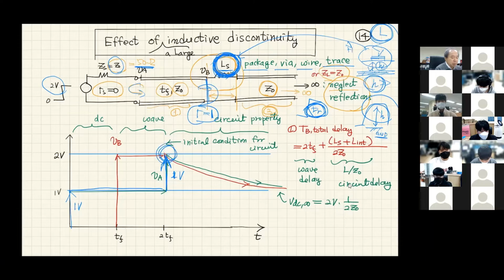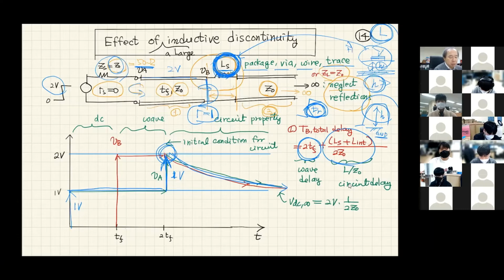And from that point, this line is 2 volt, and we have 50 ohm, and we have inductance. So it will decay as an exponential behavior. And this decay time will be controlled by the flight time and the LR time constant.